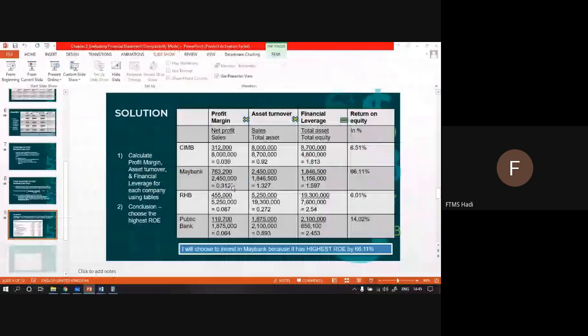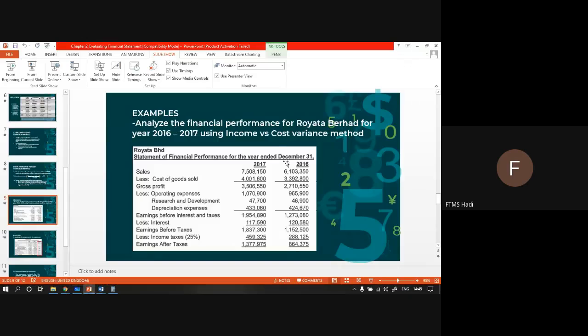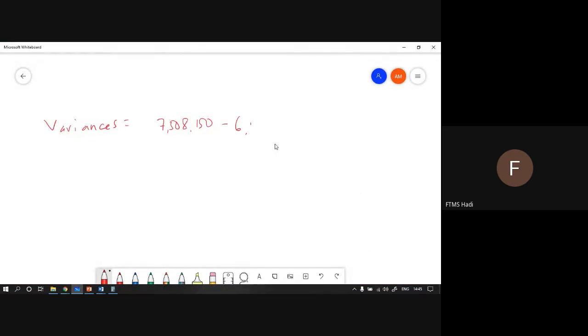Okay, so to calculate that, let's say I go for this one, sales. Variances is equal to 7,508,150 minus last year's, 6,103,350, and then divided by 6,103,350, and then you need to multiply by 100. So you can get that answer.